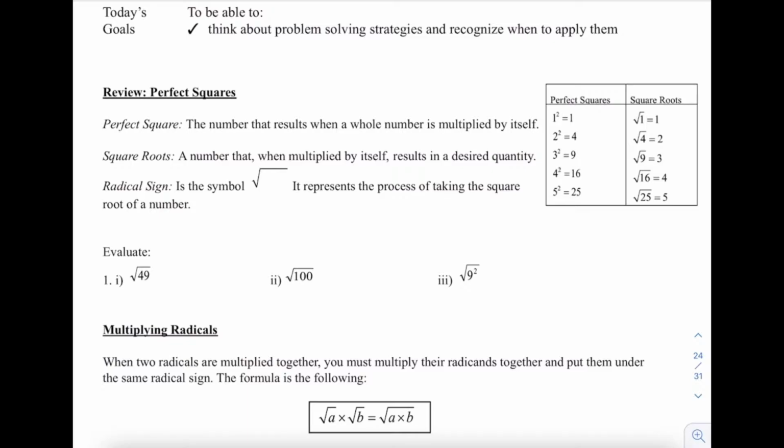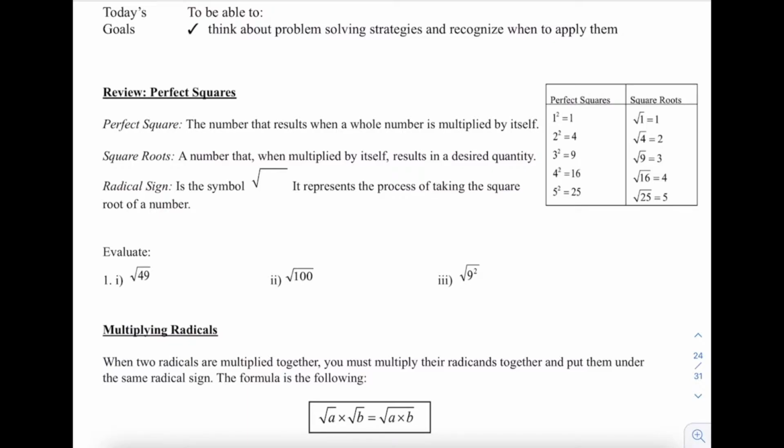So a perfect square, and I've just listed a few in the chart on the right here. Perfect squares examples include 1, 4, 9, 16, 25, etc. Because, for example, the number 9 is the result of the whole number 3 being multiplied by itself.